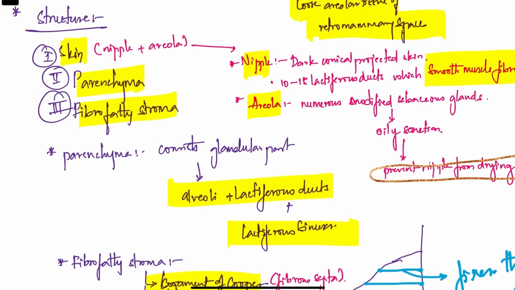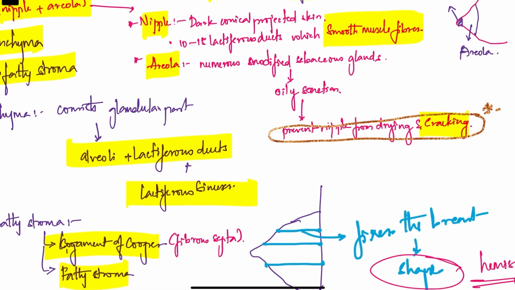In skin we have the nipple and areola, where we'll incorporate a small portion of topic under the nipple. The nipple is a dark conical projected skin, which is made up of smooth muscle fibers. We'll draw a diagram of these smooth muscle fibers in our histology section, and we'll try to incorporate more information there. Don't forget to check out that video. The nipple is pierced by 10 to 15 lactiferous ducts.